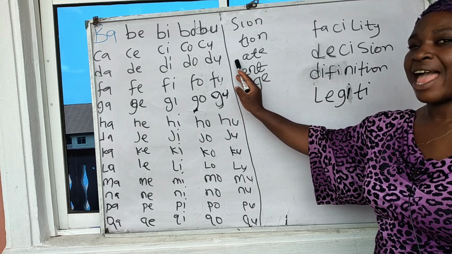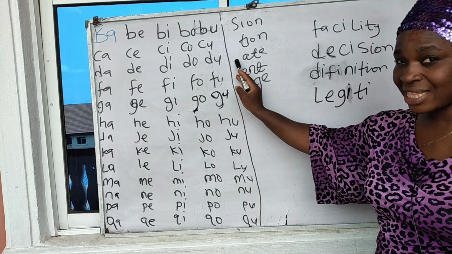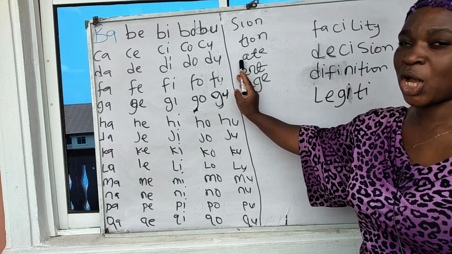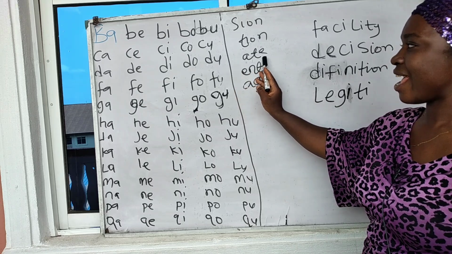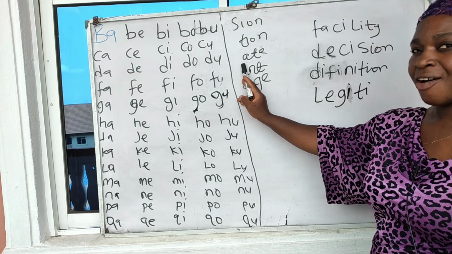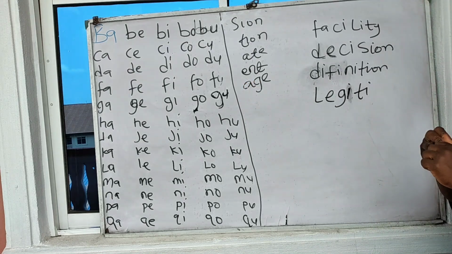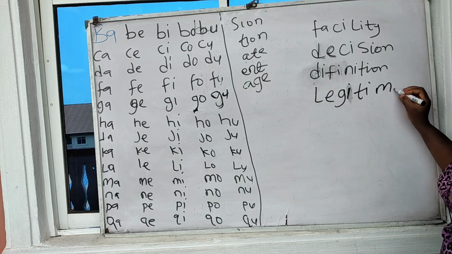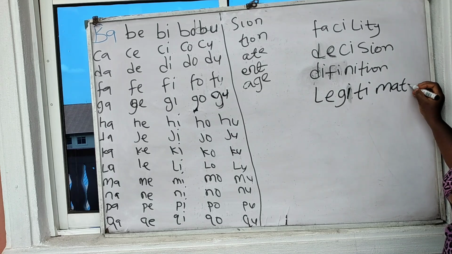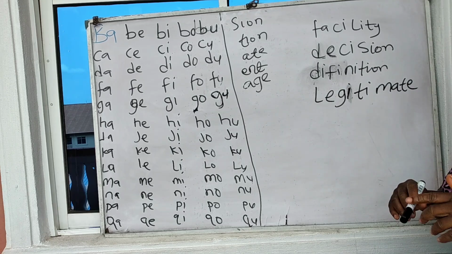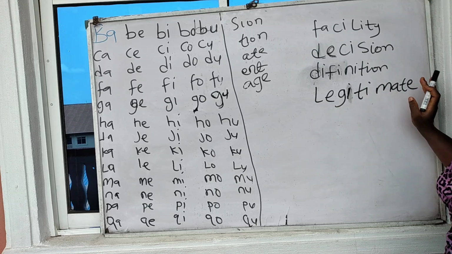If I add M, it's gonna give me what? "Mate." Okay, so I add M to this, it becomes "mate". This is A-T plus M-E, we have "mate". Are we good? So I'm gonna add "mate" right here, and I'm gonna produce "legitimate". Are we good? So we have legitimate.